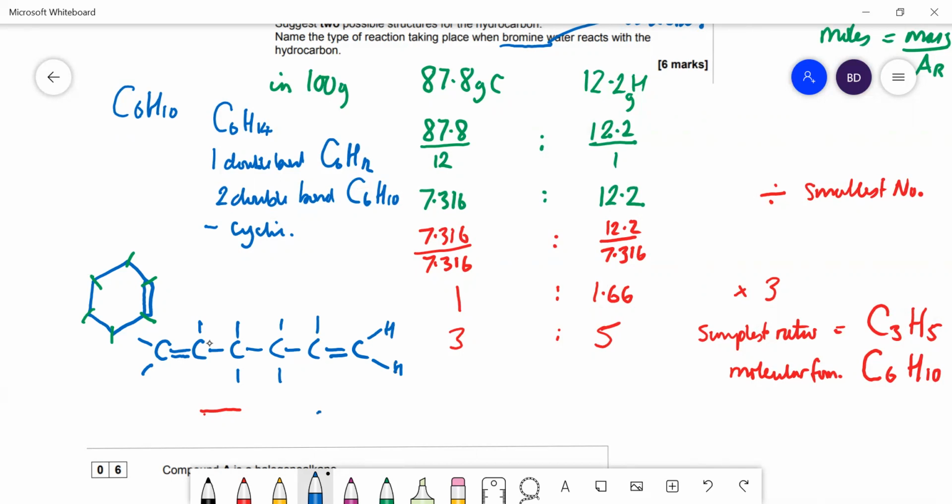If you wanted to write that as a skeletal formula, then you could do 1, 2, 3, 4, 5, 6, double bond there, double bond there. And there's other structures you can have there, but that's just 2 possible ones.